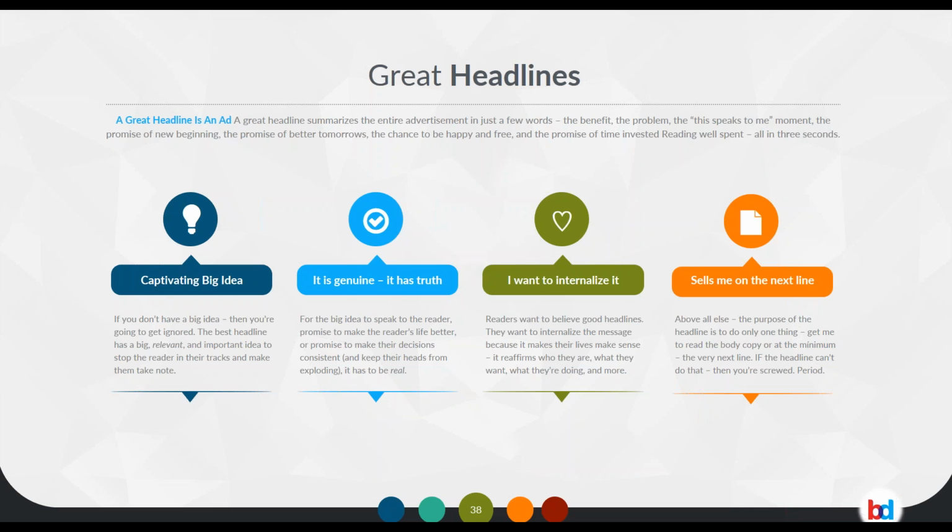So incremental change, or I'm going to help you a little bit more, those aren't big ideas. Those are, I'm going to be number 2 in the market, which means you're going to get ignored. The great headline has as its core a captivating big idea.